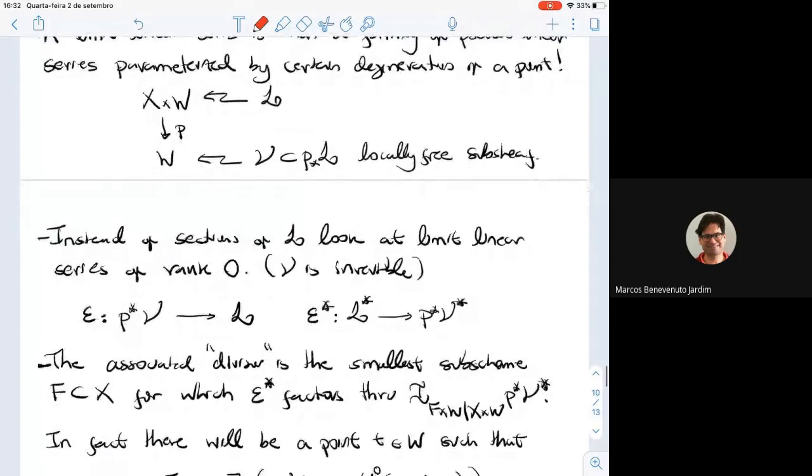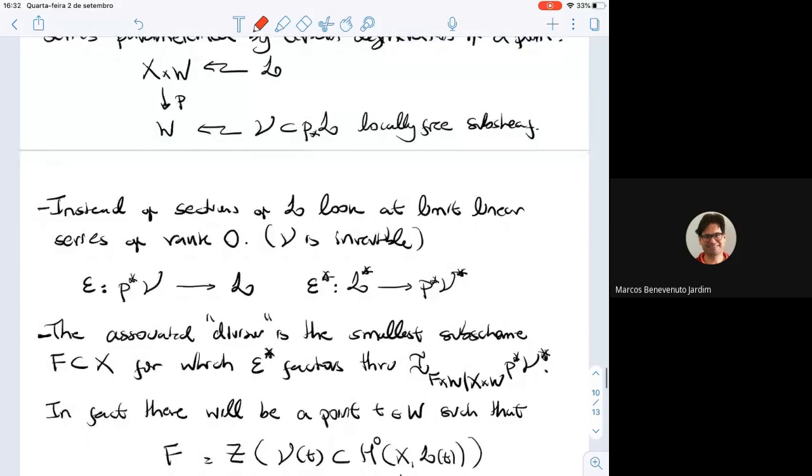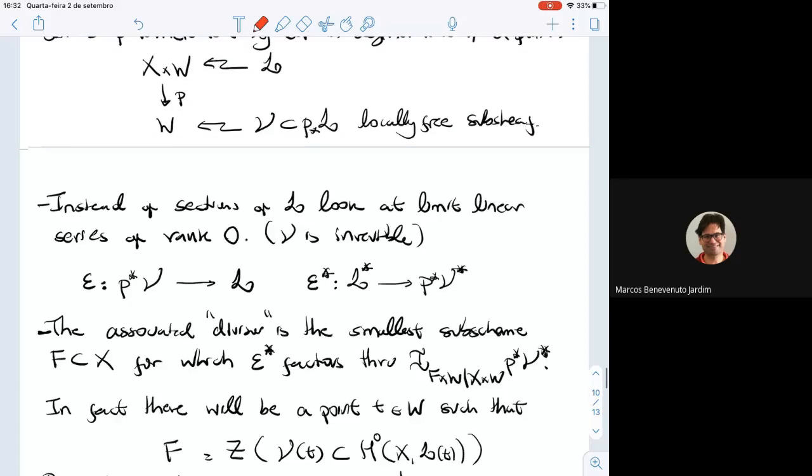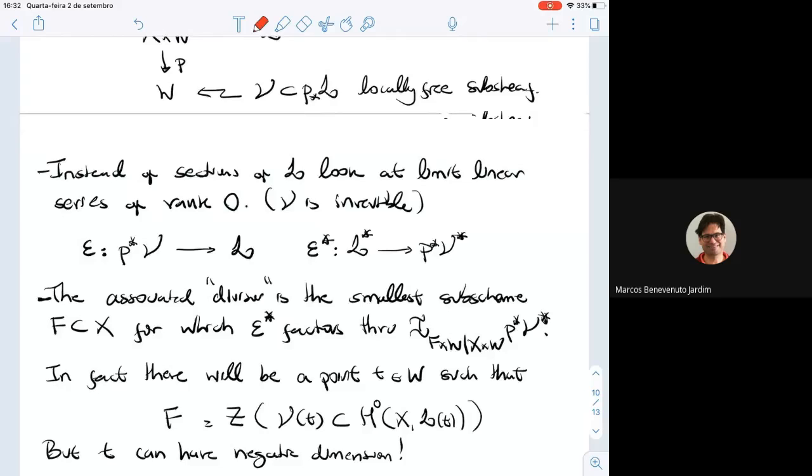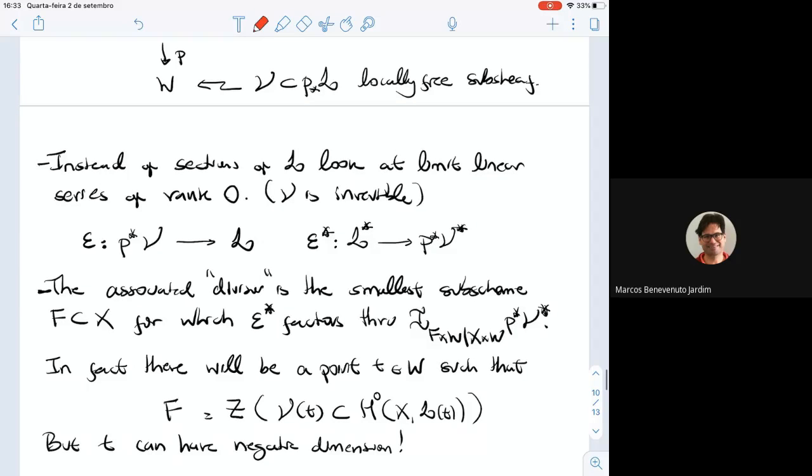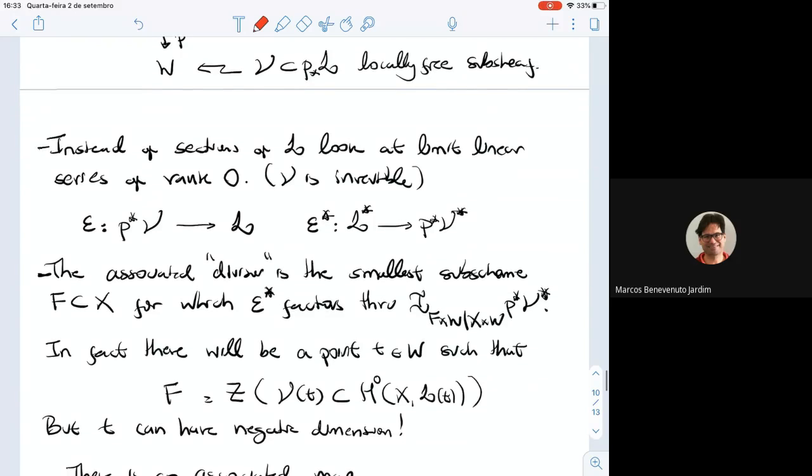I must point out that there will be a point T of W such that this F is actually the zero locus of that particular section of that particular sheaf. So L is a family of sheaves, but there's going to be a sheaf parameterized by a certain point where F is just the zero locus of that section. But this T can have negative dimension. That's the interesting thing. If you want to look at the divisors, you have to put in sheaves that are not simple. Having negative dimension means that LT has a large automorphism group, and that's only possible when you add sheaves that are not simple. Invertible sheaves have dimension 0, so these are special sheaves.